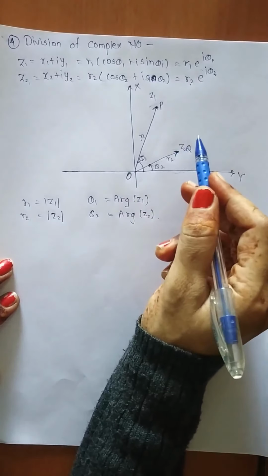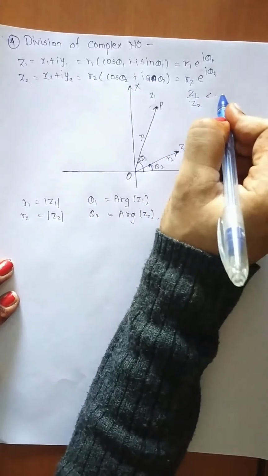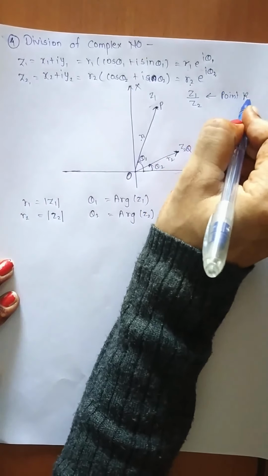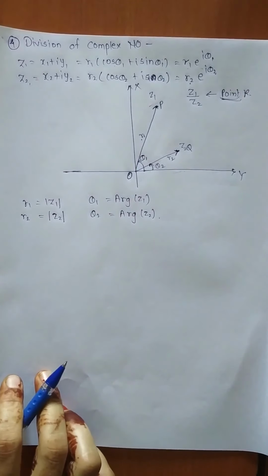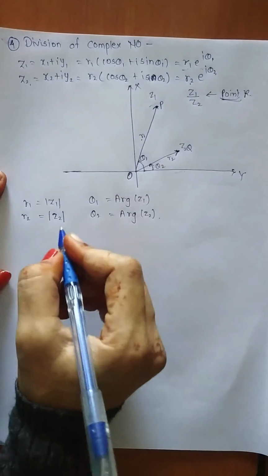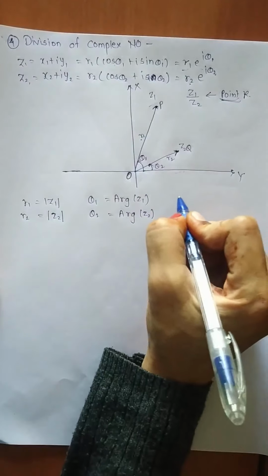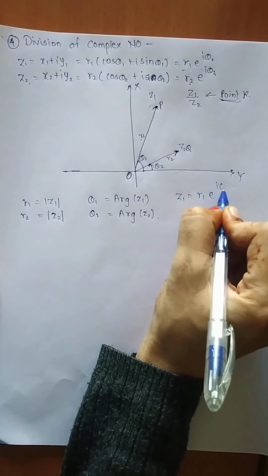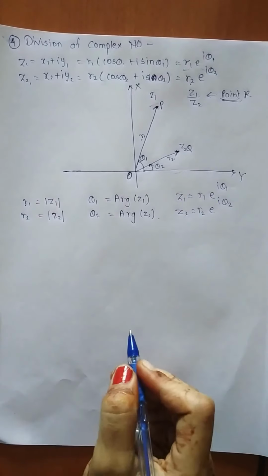Now we have to find point R which will give us the division, that is z1 by z2, which is given by point capital R. We have to find this point by using a mathematical procedure. For this purpose, we will more widely use the exponential form of a complex number. So let's use the exponential form, which is z1 equals r1 e raised to i theta 1 and z2 equals r2 e raised to i theta 2. This is the exponential form.